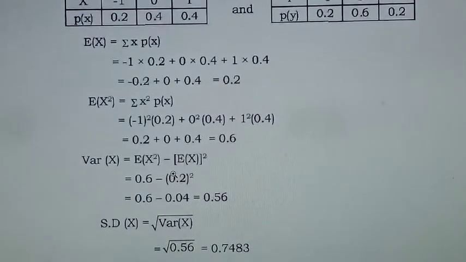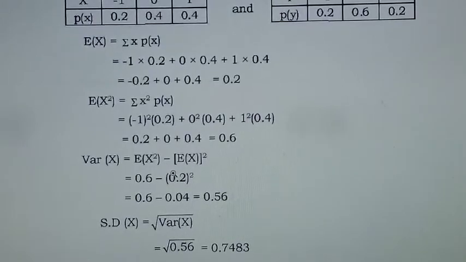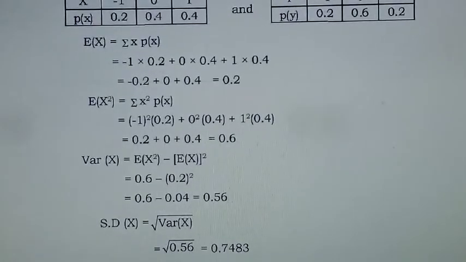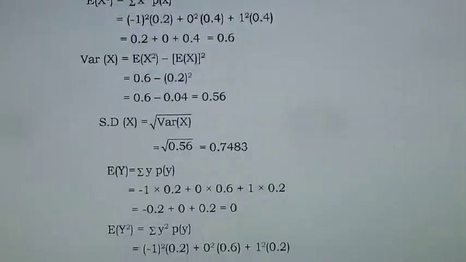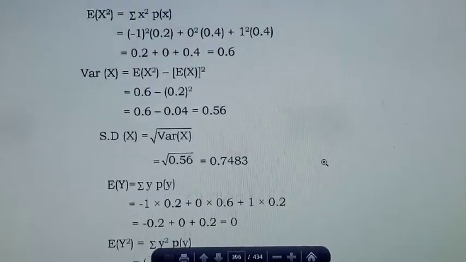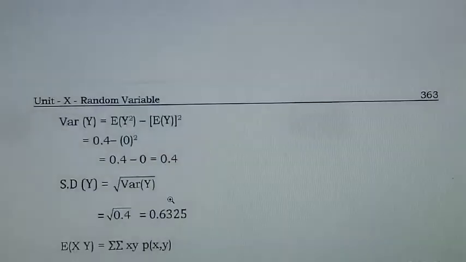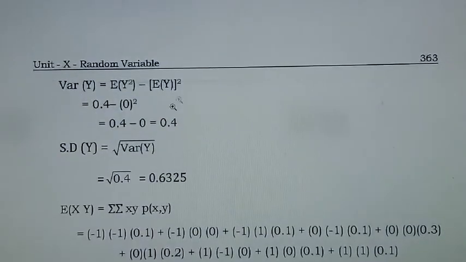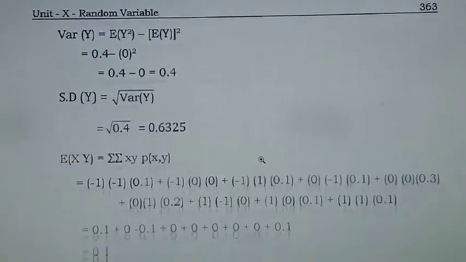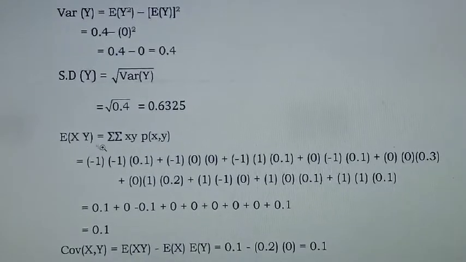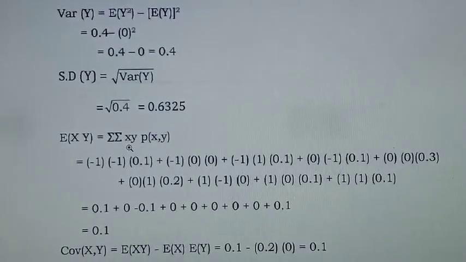Substitute that, you will get 0.56, and the standard deviation you get is 0.7483. Similarly, do it for y, the marginal function of y: expectation of y square, as well as variance of y and standard deviation of y. See here, expectation of xy, what is the formula? Double summation x into y into p of x comma y.